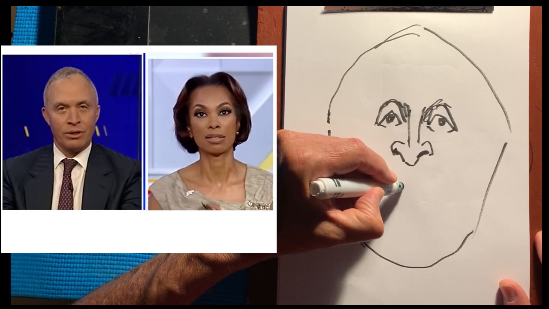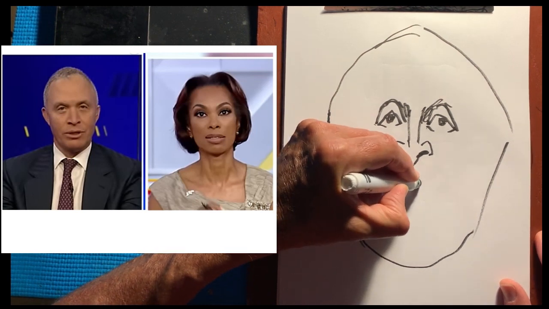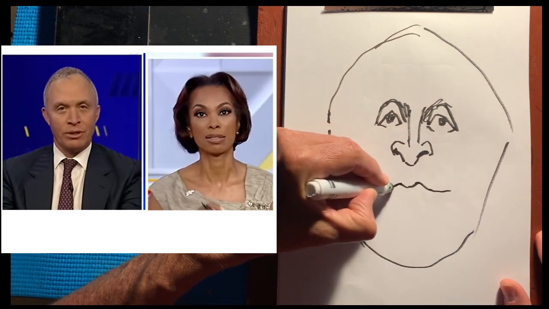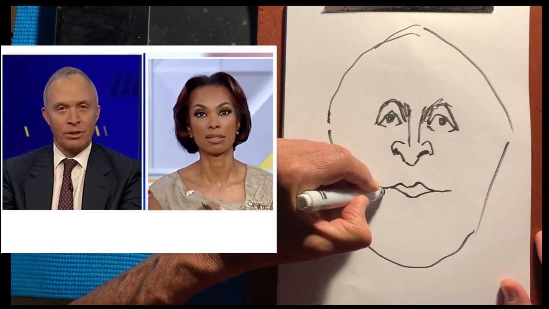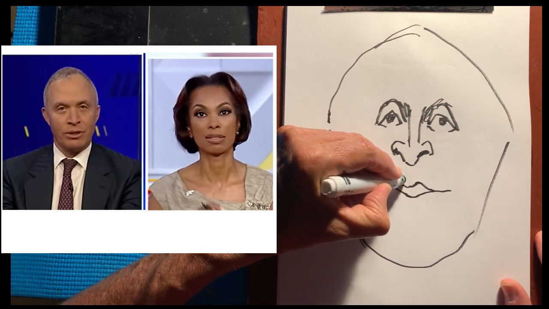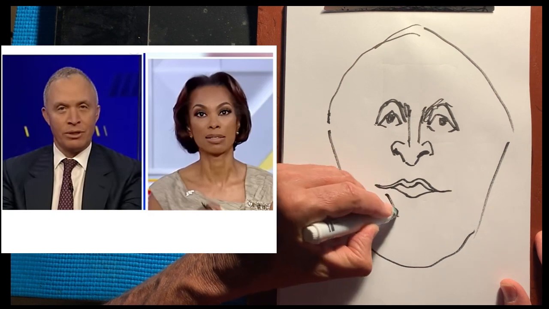And the lips, try to get the curve. The curve of the lips is the most distinctive thing in his mouth, if you compare it to hers.